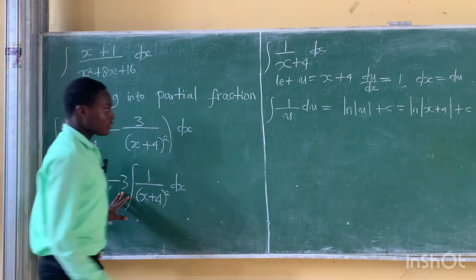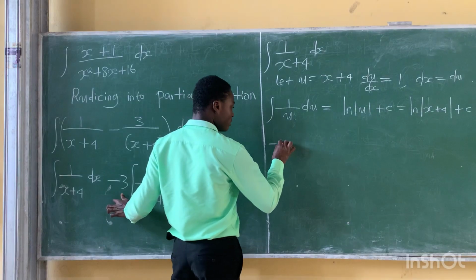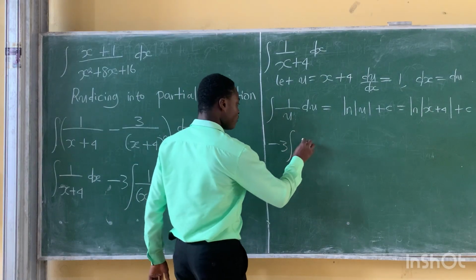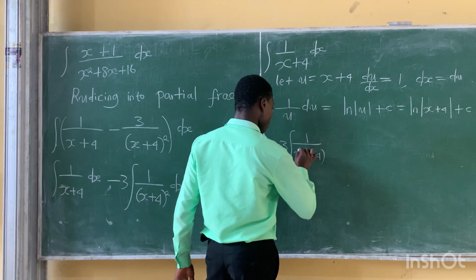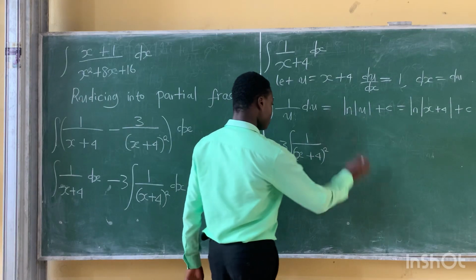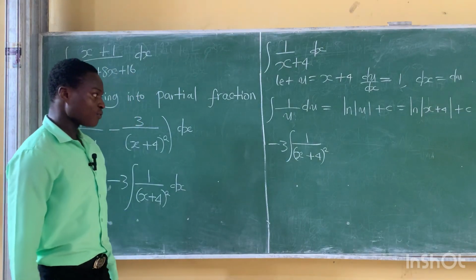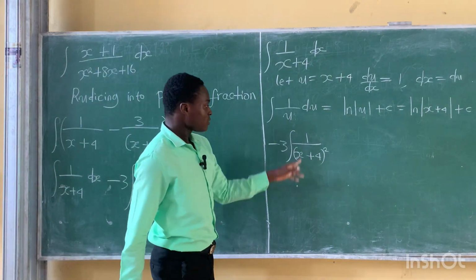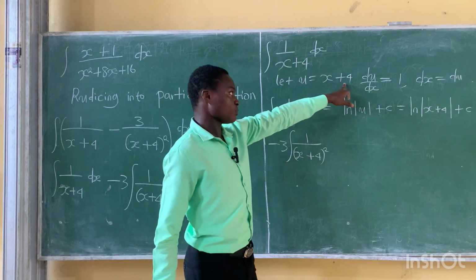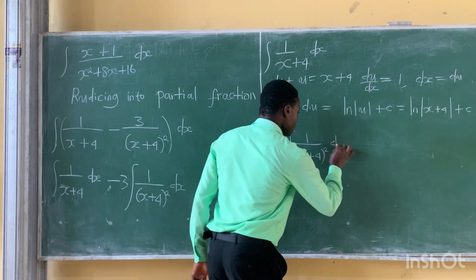So let's move on to the second part. We have minus 3 times the integral of 1 over x plus 4 all squared. Now, we already said that we can still follow the same approach here. We said u is x plus 4. So this is with respect to x.